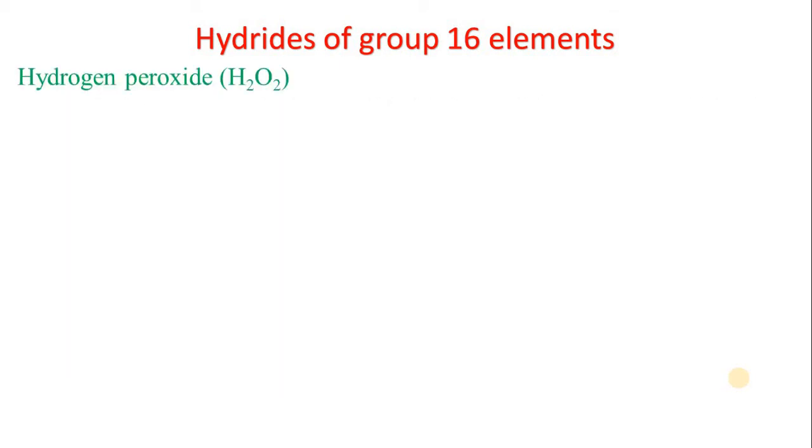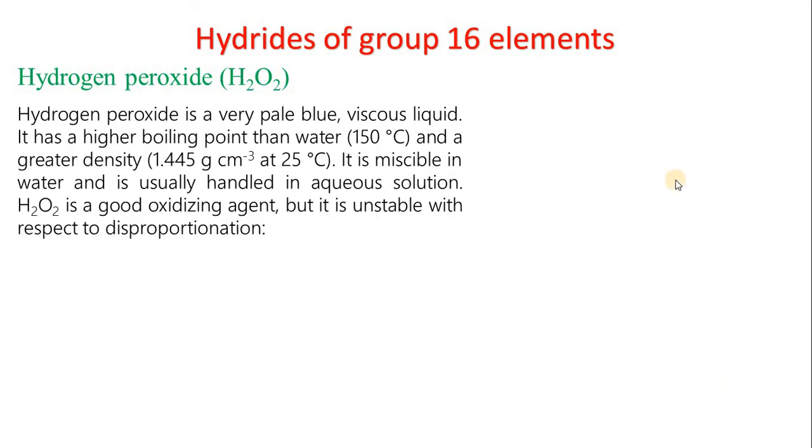Then we come to hydrogen peroxide. Hydrogen peroxide is a very pale blue viscous liquid. It has a higher boiling point than water. Water is 100 degrees and it is 150 degrees, and it has a greater density, 1.445 gram per centimeter cube at 25 degrees. Water has a density of approximately 1. It is miscible in water and usually handled in aqueous solution. So generally we use aqueous solutions of hydrogen peroxide like 10%, 20%, 30%.